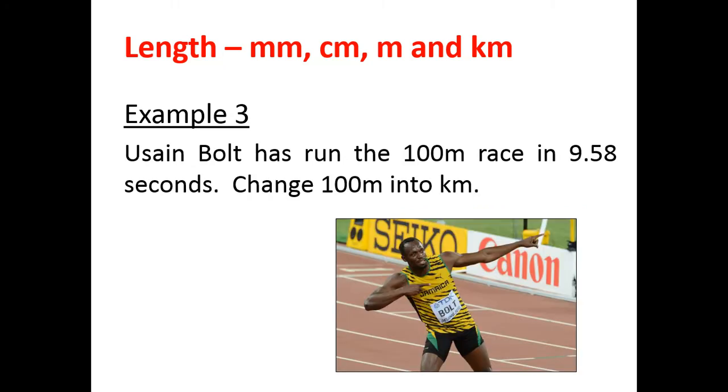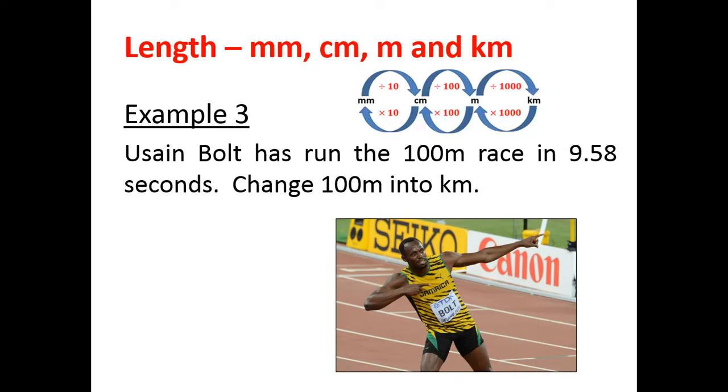Example 3. Usain Bolt has run the 100-meter race in 9.58 seconds. We need to change 100 meters into kilometers. So let's have a quick look at our diagram. We're changing meters into kilometers, so we need to divide by 1000. So 100 divided by 1000 makes 0.1 kilometers.